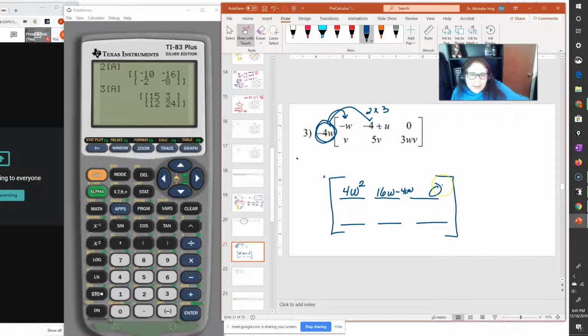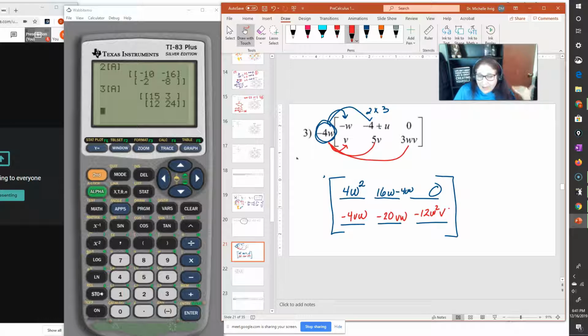Here it's just 0. Any number times 0 is itself. And then you do the same thing again, but this time on the bottom row. So -4VW will be here. Here we have negative times positive is negative, so 20VW here. And -12W squared V. Now, transparently speaking, I don't know if you're supposed to have certain orders with the letters, but that would be the basic way to do those problems.